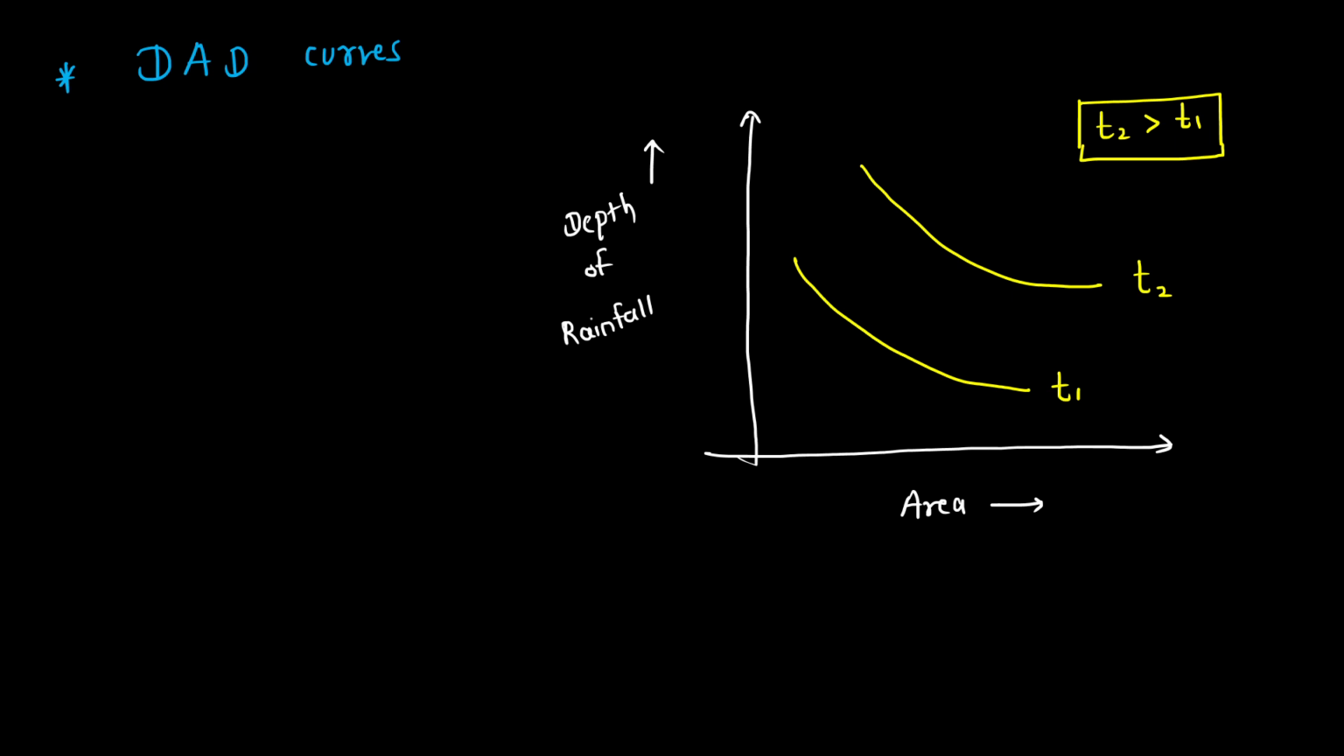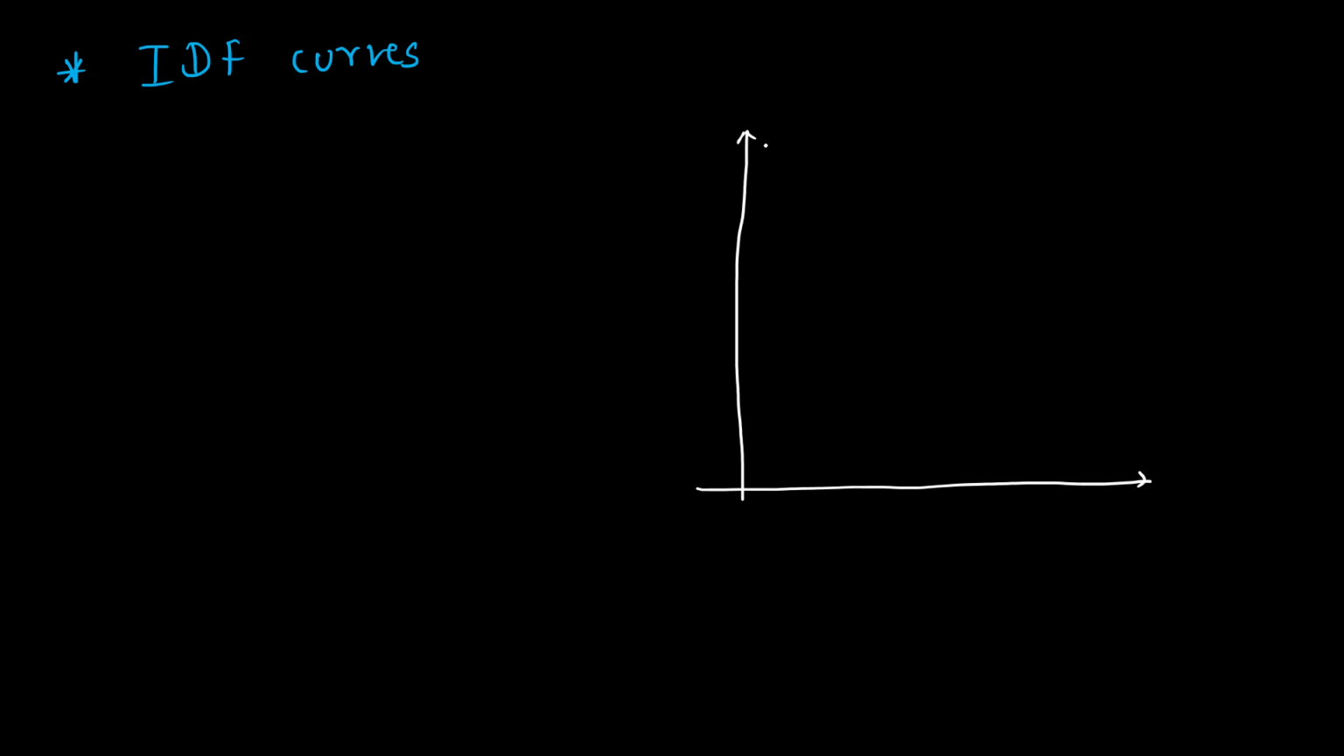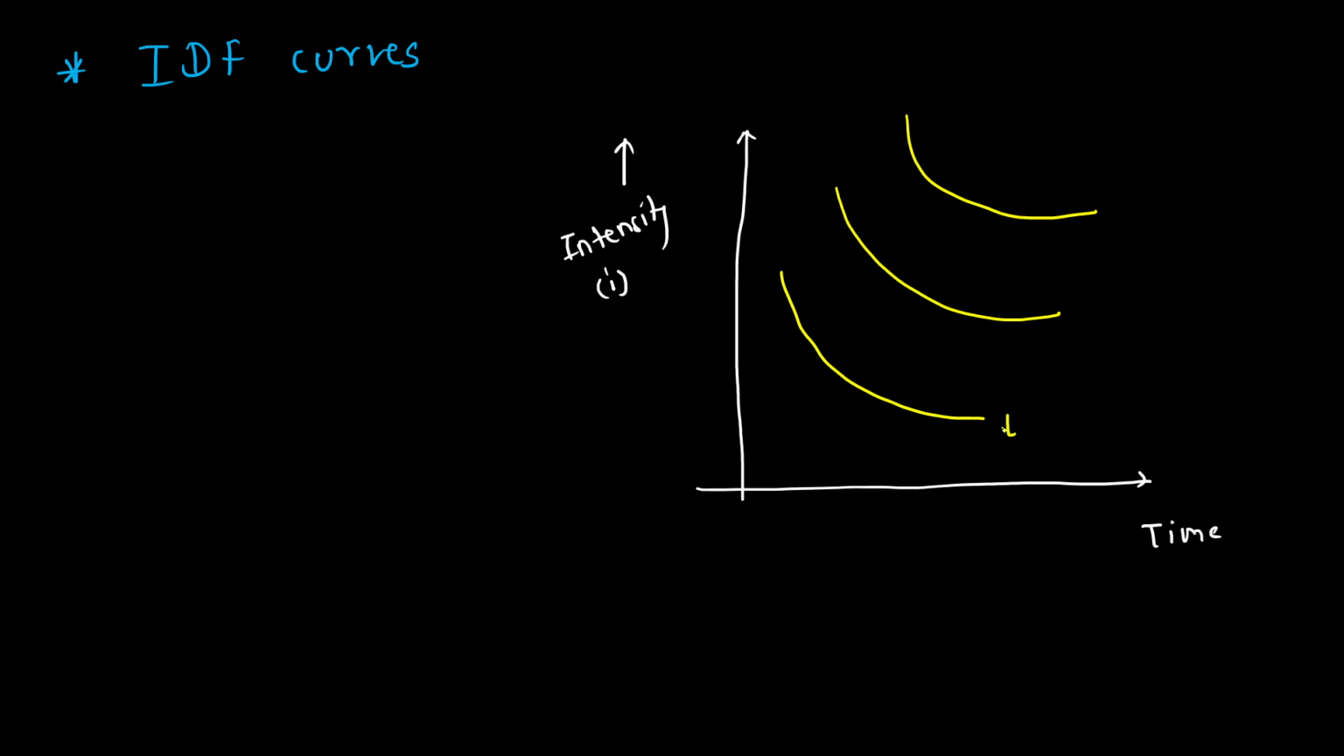Now the next one is IDF curves, that is intensity, duration, frequency curves. Again, just remember this plot here. The plot is between time and intensity I, and then we have the main curves. If it is given T1, T2, T3, which of the following durations is more? Here T3 is greater than T2, which is greater than T1. So these are the intensity, duration, frequency curves.